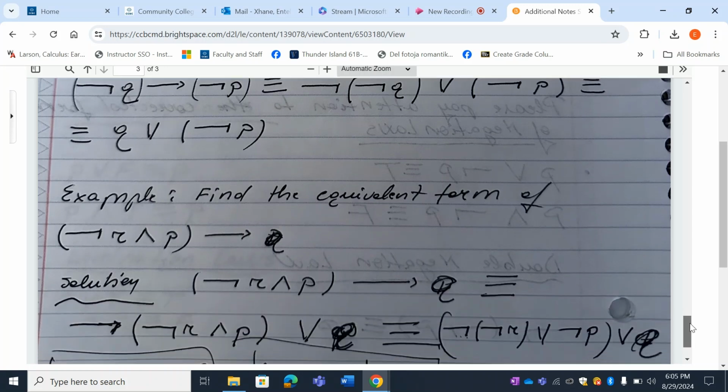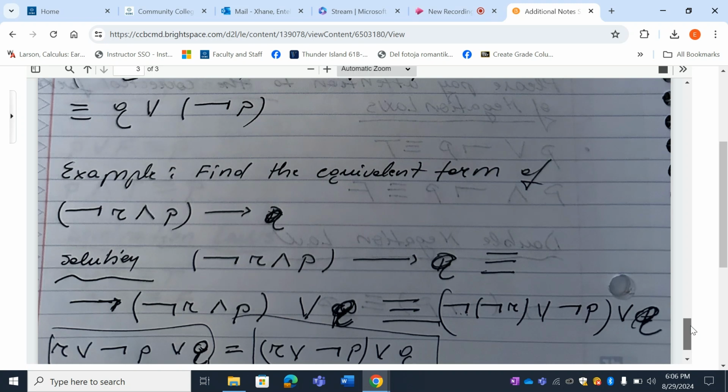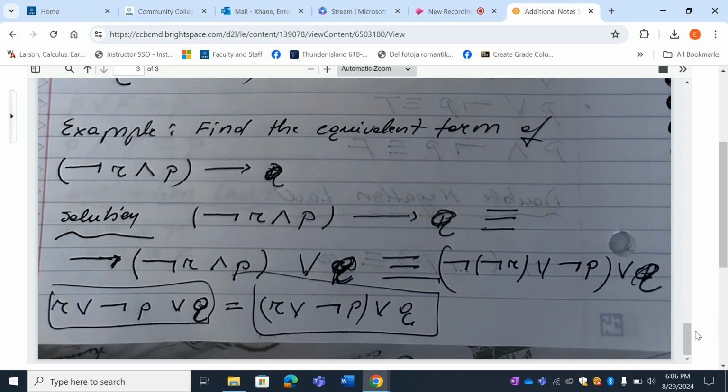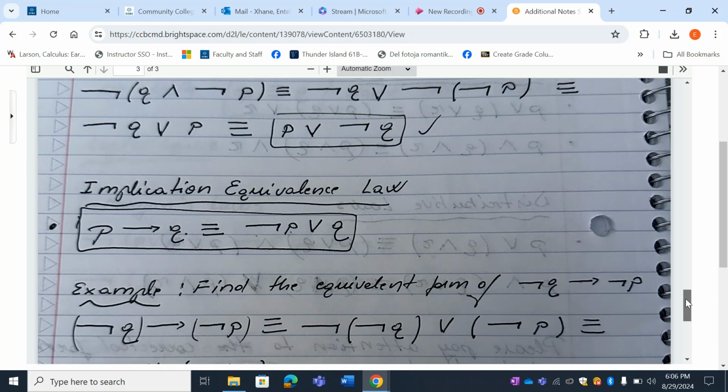Find the equivalent form of not (R and P) implies Q. According to the implication law for the equivalency, not (R and P) implying Q is equivalent to negating the first one, so we negate the quantity inside parentheses, change the implication into a disjunction or, and keeping the second statement as it is. So this is based on the implication equivalency law.